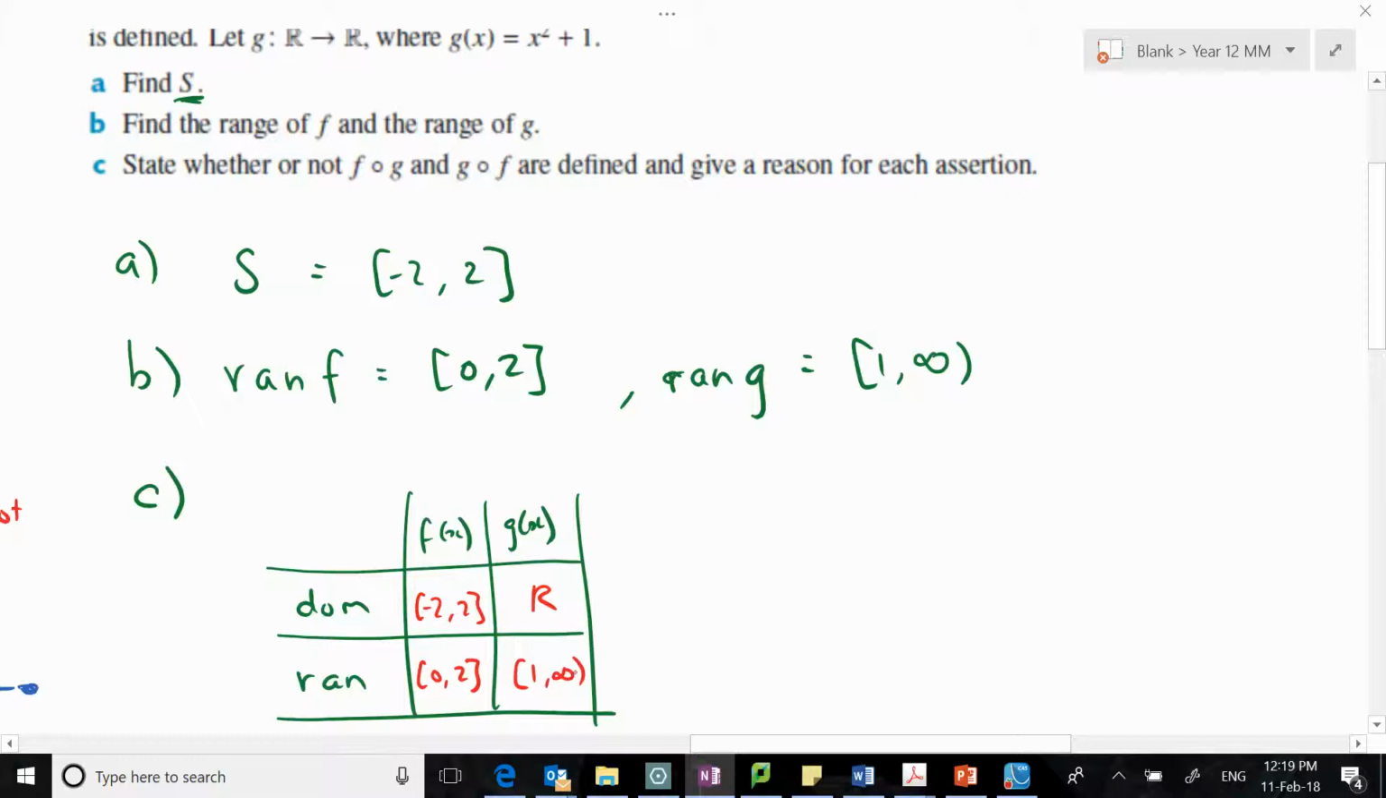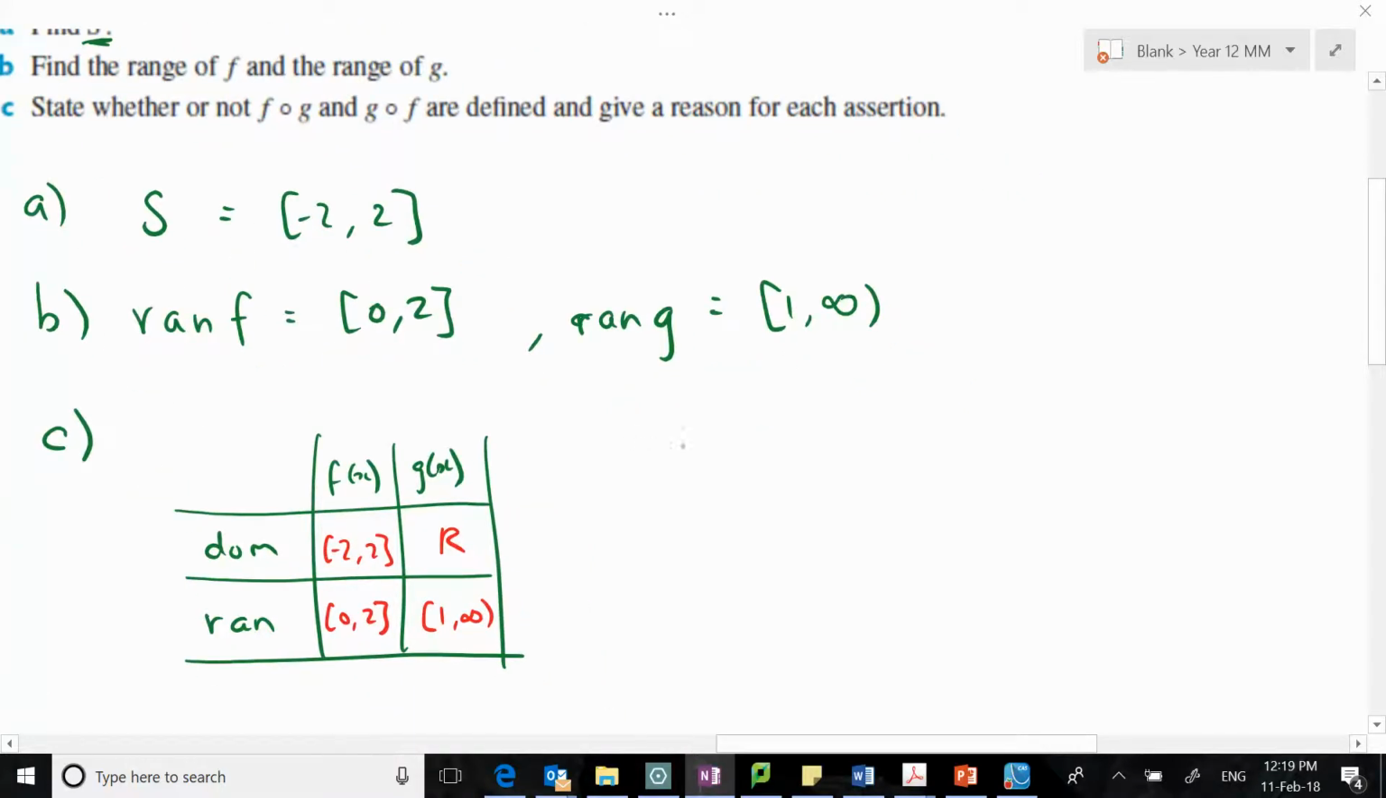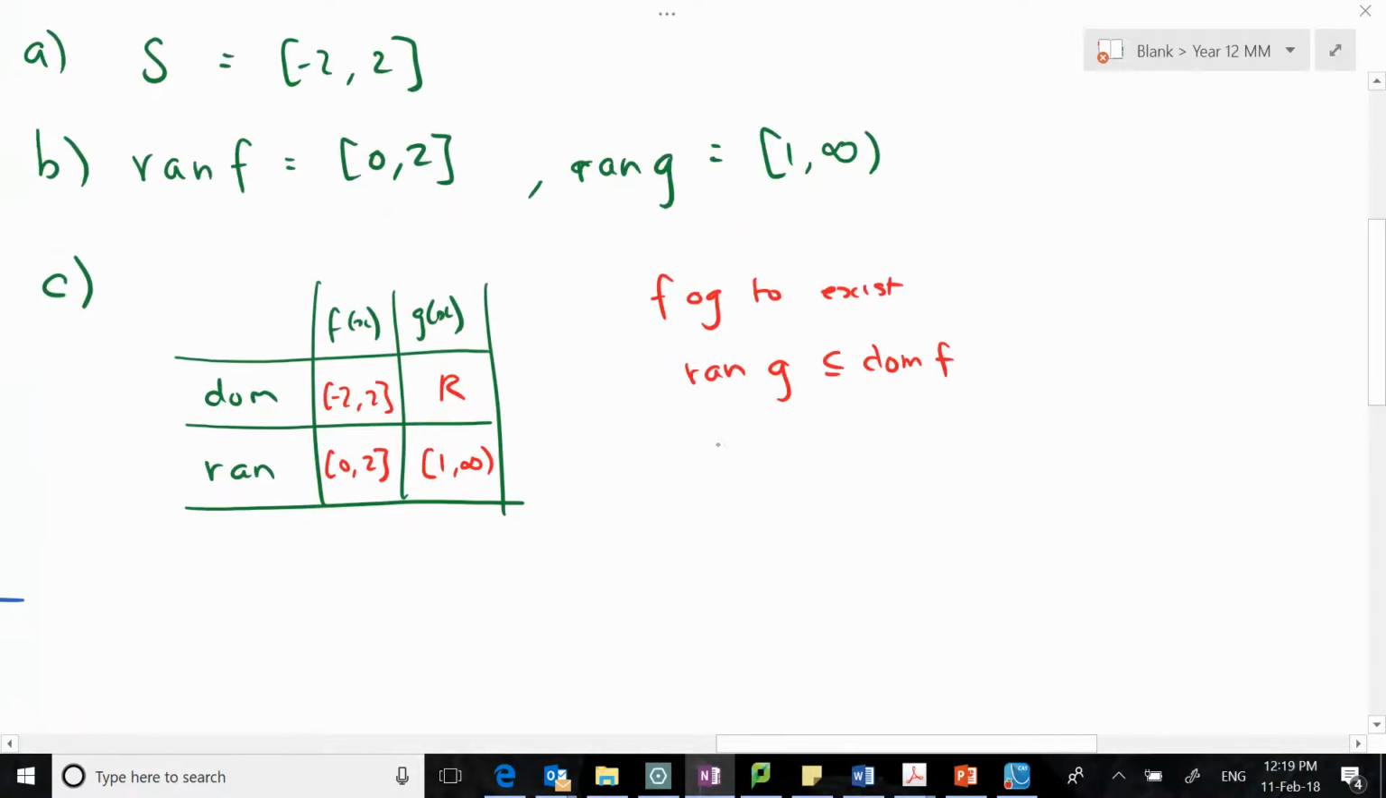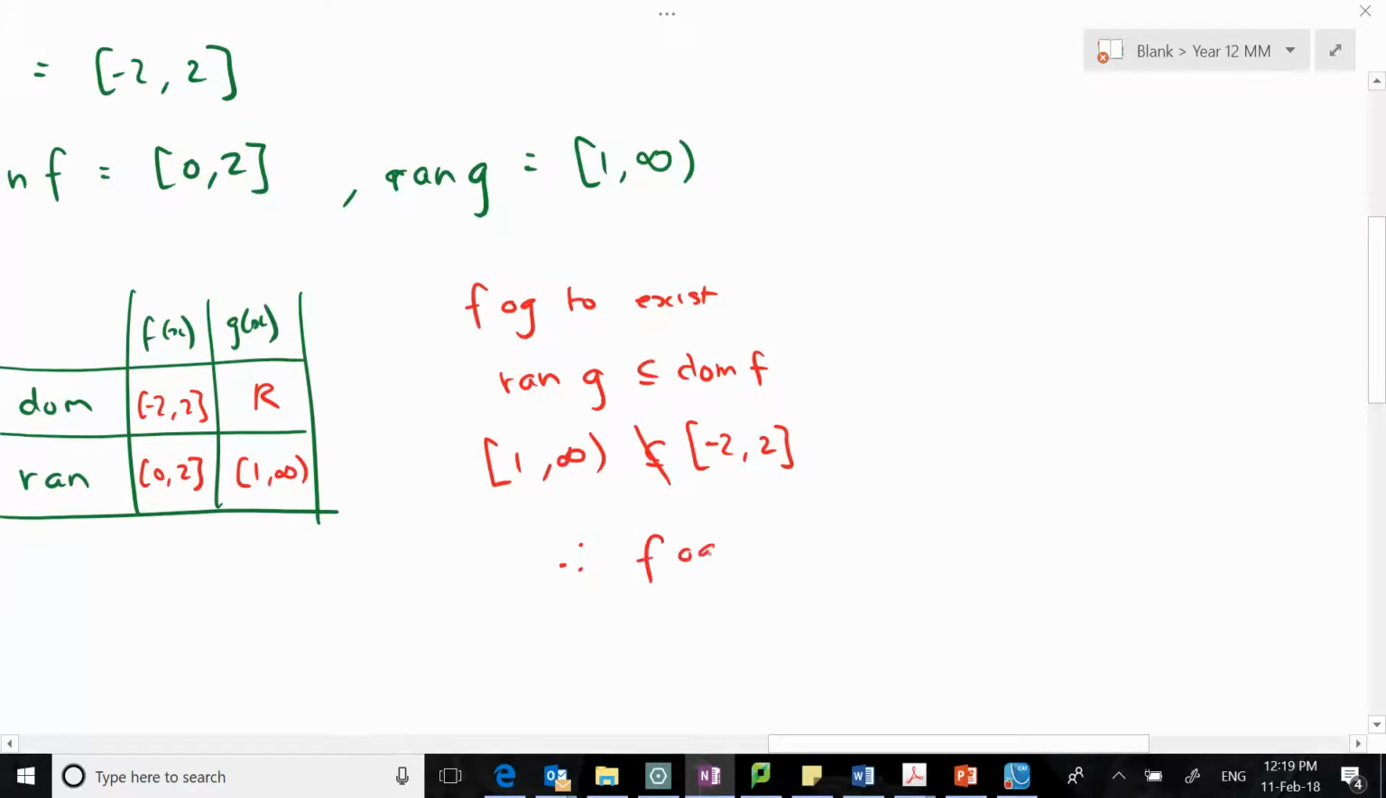Okay. So for f of g to exist, we know that the range of g, because g is what you're substituting into f, needs to fit as a subset of the domain of f. So let's answer that question. Range of g is 1 to infinity. Is it a subset of the domain of f? The domain is -2 to 2. And no, that is not a subset. 1 to infinity extends beyond 2, so it's not a subset. Therefore, f of g is not defined.